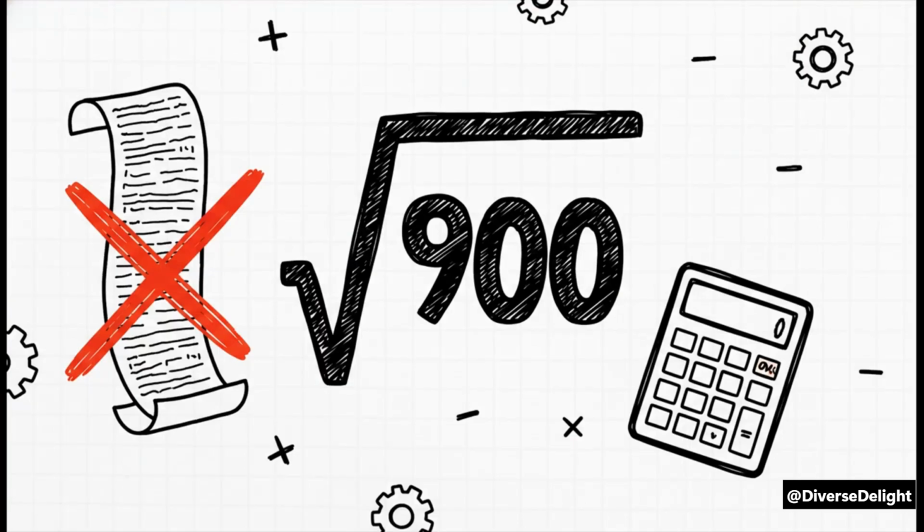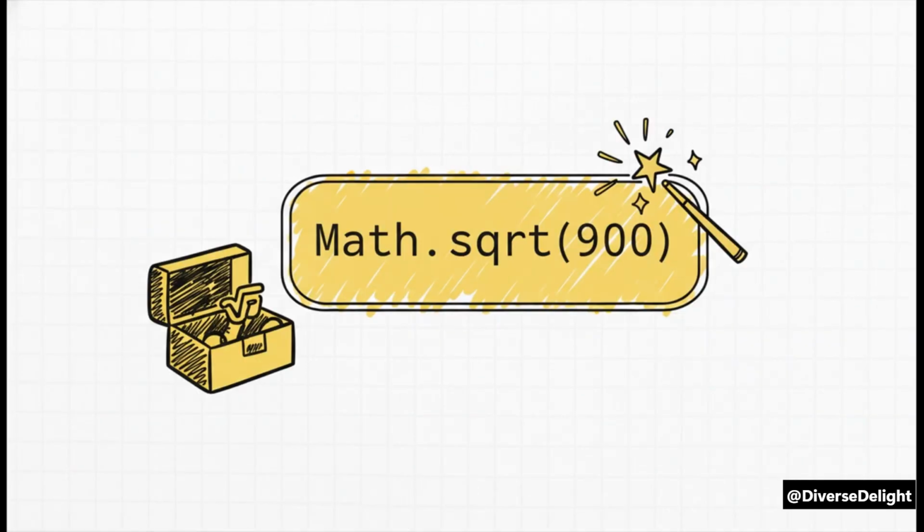So let's say you're building something and you need a math answer, like right now. For example, what's the square root of 900? You definitely don't want to waste time writing a long, complicated function just for that one little thing. And guess what? You don't have to. The solution is this simple.